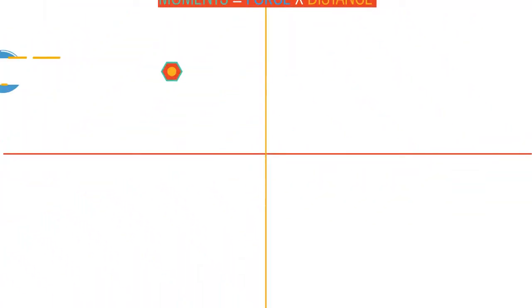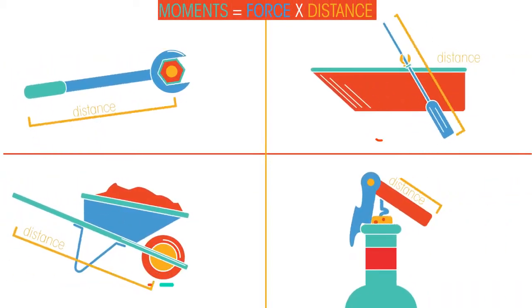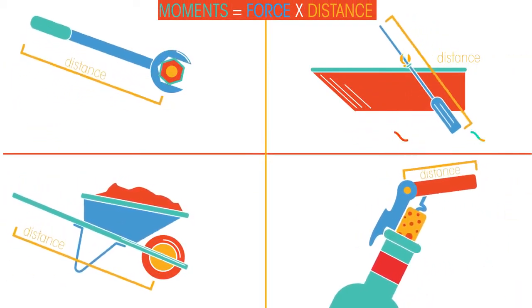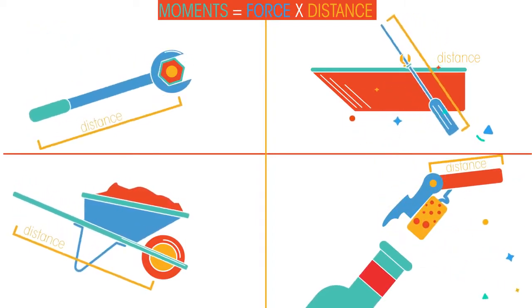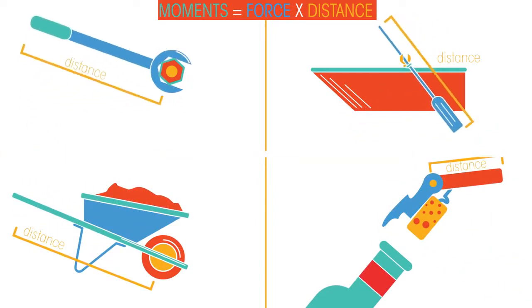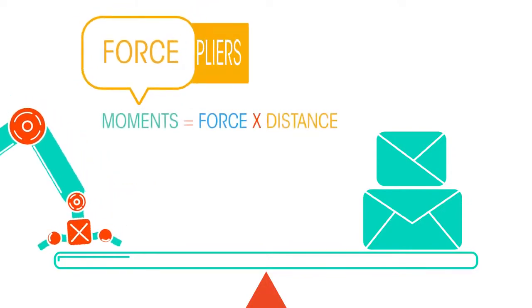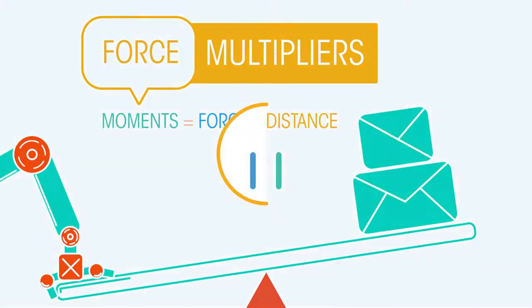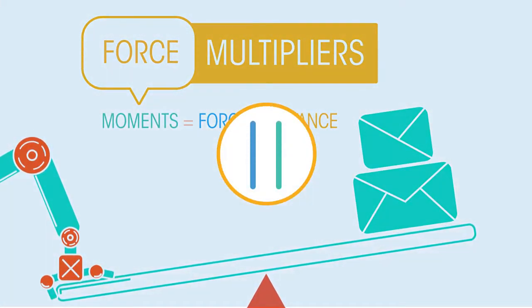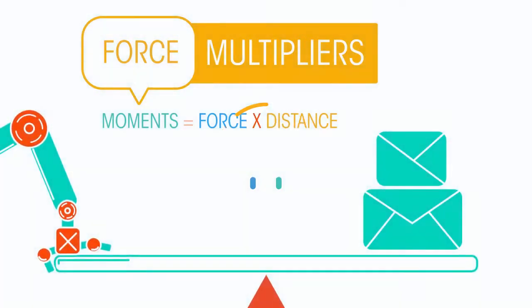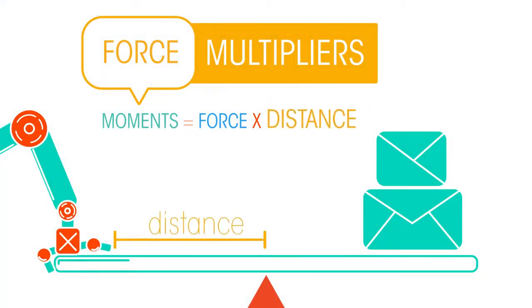Levers are simple machines or mechanisms that make work easier to do. They use moments to reduce the force needed to perform a task. Levers are sometimes called force multipliers. Pause the video to discuss why you think they are called this. Levers increase the size of the moment of a force.